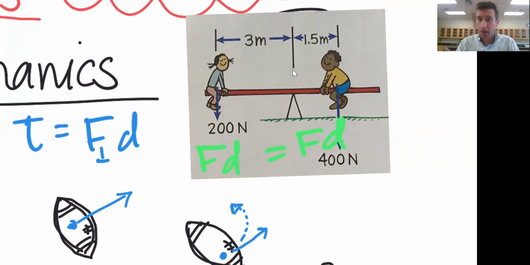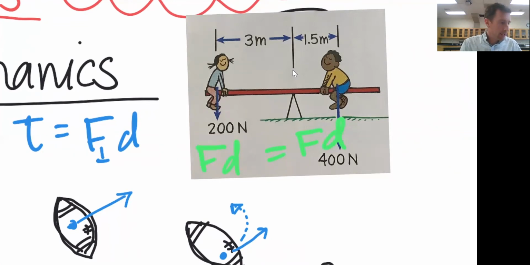Torque equals torque. And force times distance is equal to force times distance. So in this example, 200 times 3 is 600 Newton meters, or 600 joules. 1.5 times 400 is also 600 joules, so they are balanced. Force times distance equals force times distance.